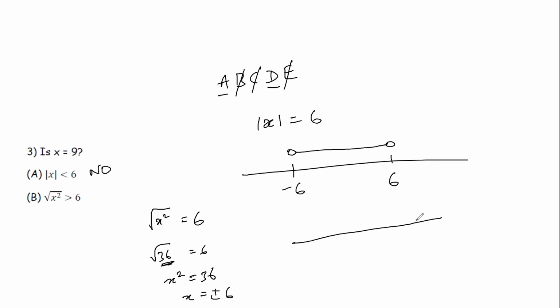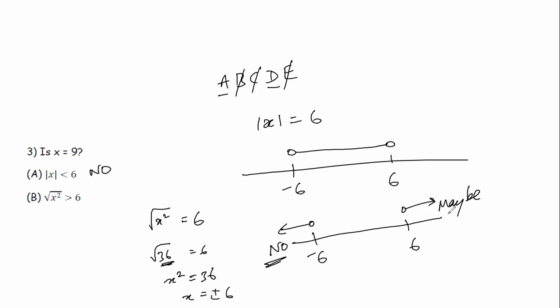So what we do is we put minus 6 and 6. And this time it's greater than. When it's greater than, it's on the outside like this. So x is less than minus 6, x is greater than 6. Having said that, is x equal to 9? Maybe, and definitely no out here.